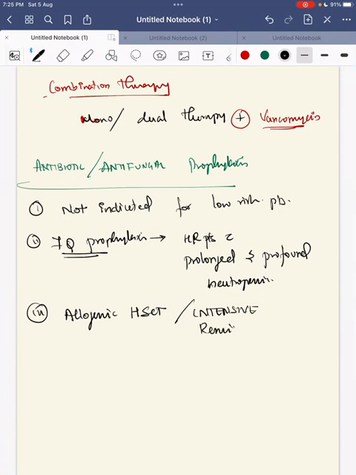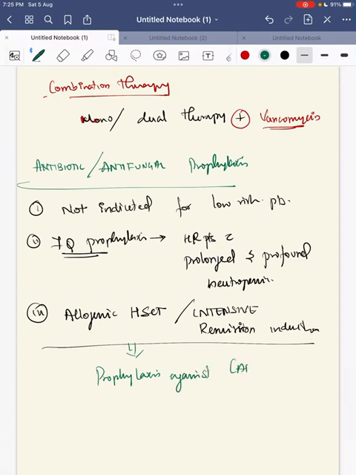an intensive remission induction therapy, then you can use antifungal prophylaxis against candida infection. So prophylaxis against candida infection is highly recommended in the patient with allogenic hematopoietic stem cell transplantation. Okay. So this is about antibiotic and antifungal prophylaxis.